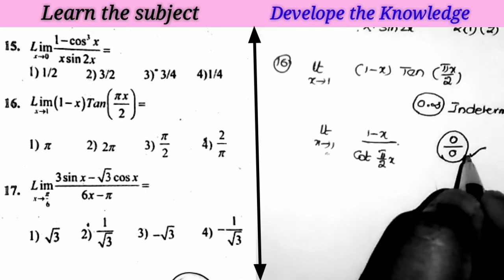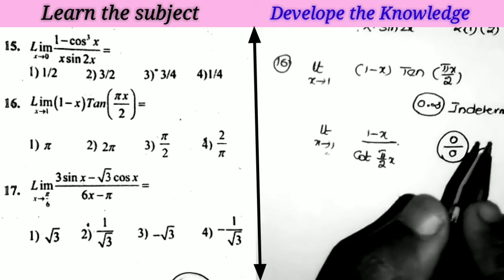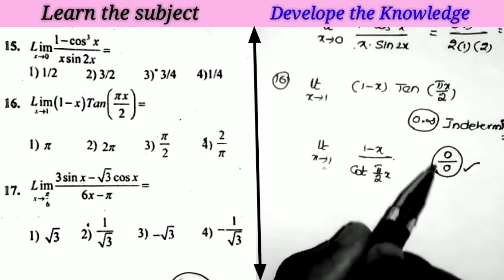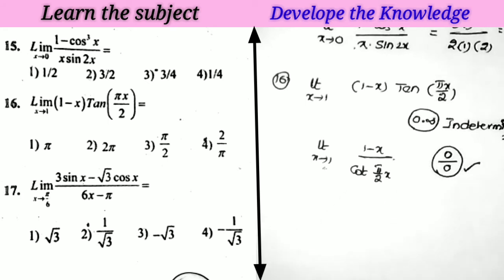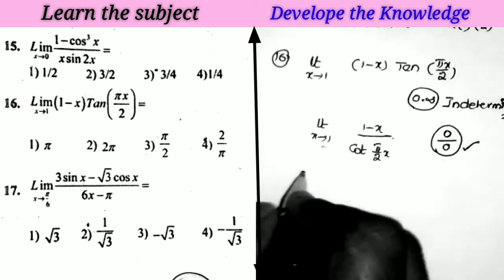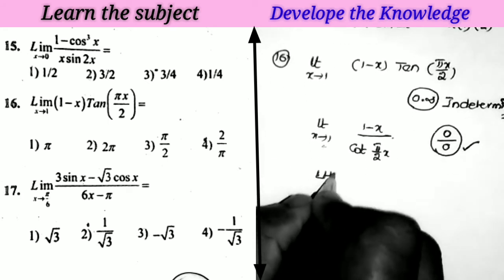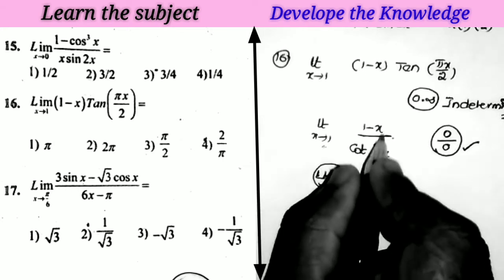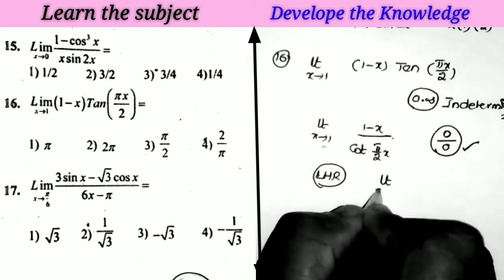But here we use the L'Hospital rule to find the answer to this question. When we get the form 0 by 0, then we apply the L'Hospital rule to find the answer. Now what is the L'Hospital rule? L'Hospital rule means just taking the derivatives of the numerator and denominator. Okay.